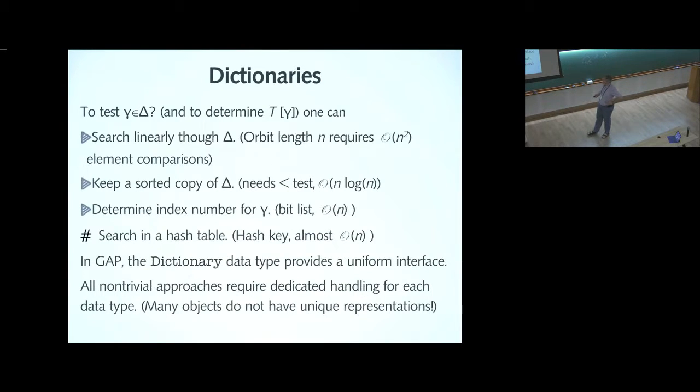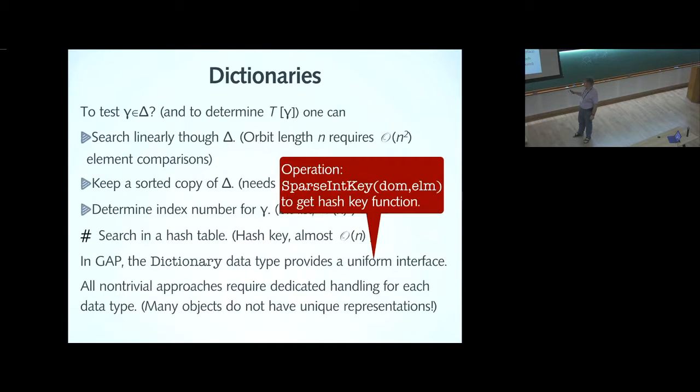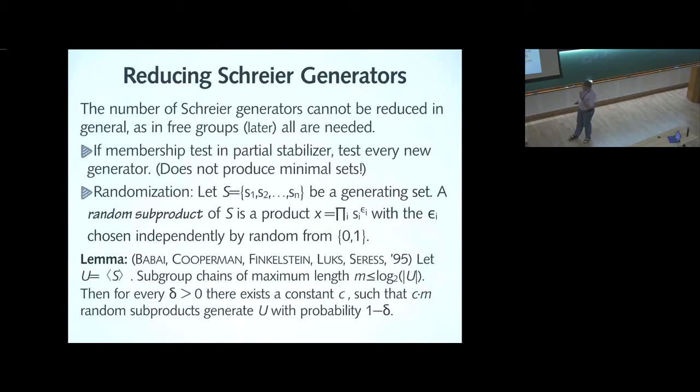I mentioned data structures. There is a mechanism in GAP, a data type, which is called a dictionary, which will try to do clever things for storing an orbit, for example, as a sorted list when it can sort elements quickly, or even using hashing. And there is an operation SparseIntKey. If you want to ensure that your own objects can use hashing, you would need to install some method for SparseIntKey.